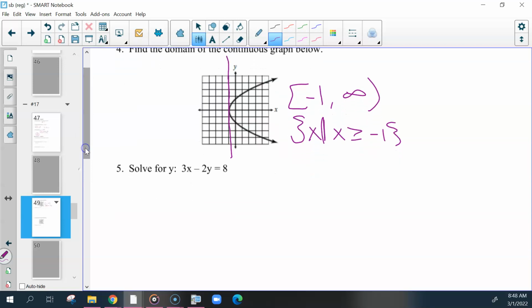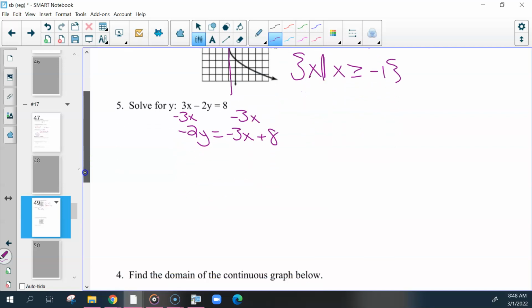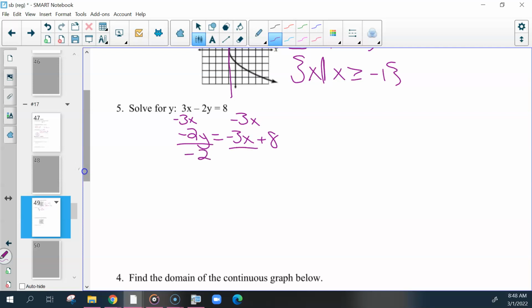Walk me through how I solve this for y. Okay, go ahead. Minus 3x and greater as well. And then you bring the operations as -2y equals 3x plus 8. And we divide by -2 on both sides. Yes, 3/2. Do you have any questions on that?